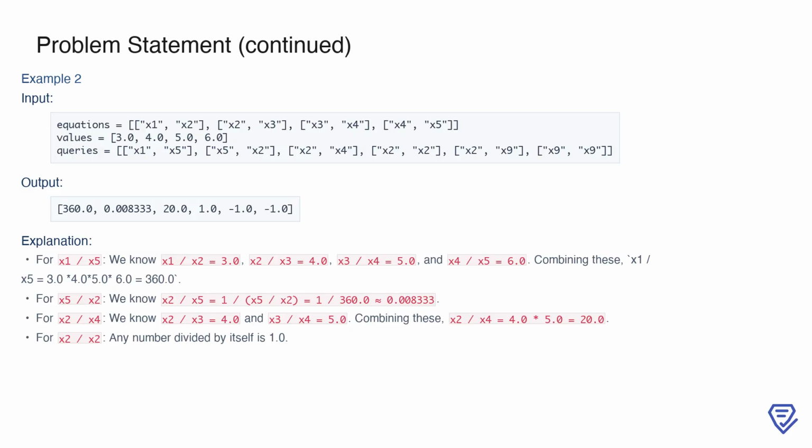For x5/x2, we take the reciprocal of x2/x5, which is 1 divided by 360.0, almost equals 0.008333. For x2/x4, we combine x2/x3 equals 4.0 and x3/x4 equals 5.0, resulting in x2/x4 is equal to 4.0 times 5.0 equals 20.0. For x2/x2, any variable divided by itself is 1.0. These calculations align with the corresponding outputs.